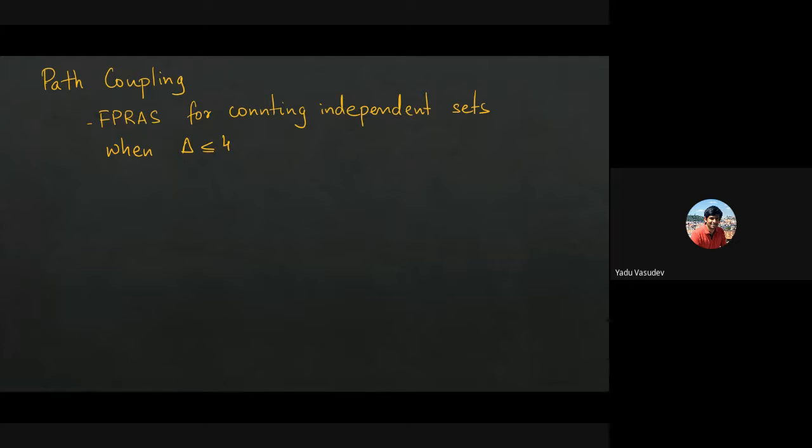Just that the analysis will require that the maximum degree of the graph is at most 4. Okay. So we'll come up with a Markov chain, which we will use to sample uniformly independent sets, arbitrary independent sets in graphs of size. So the Markov chain will sample independent sets. It doesn't matter whether the degree is 4 or not.